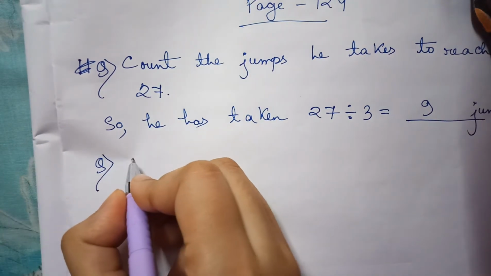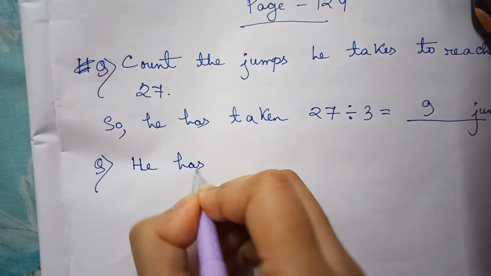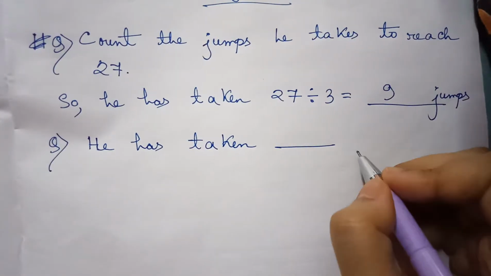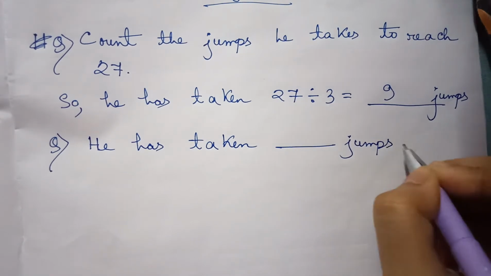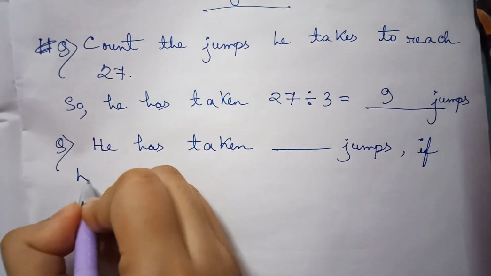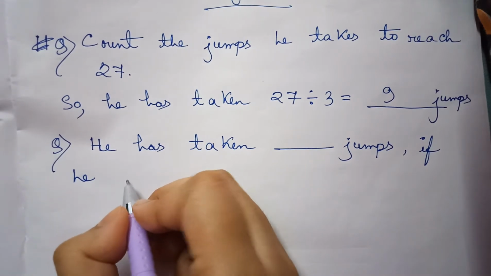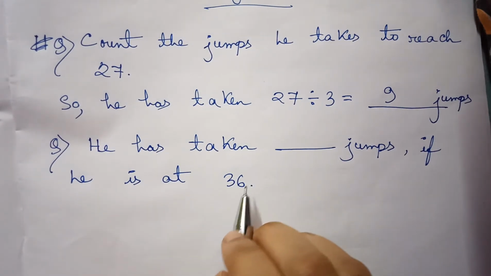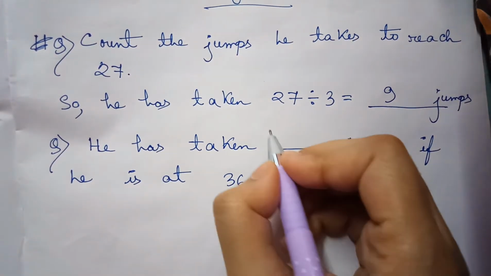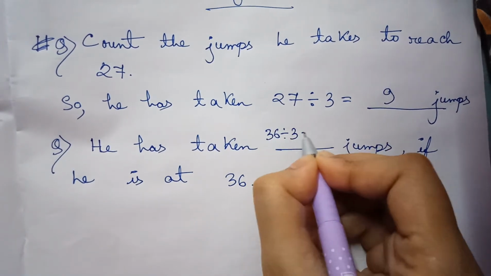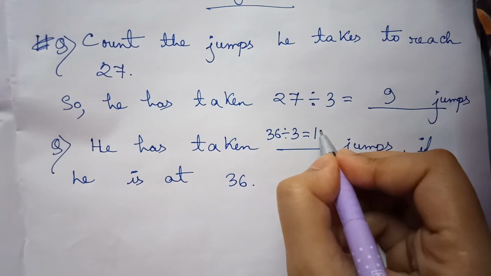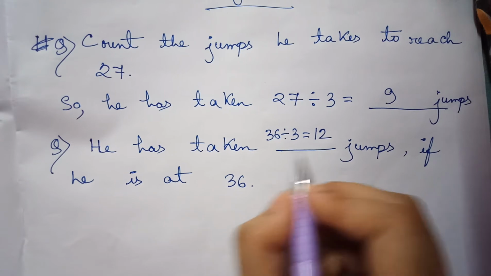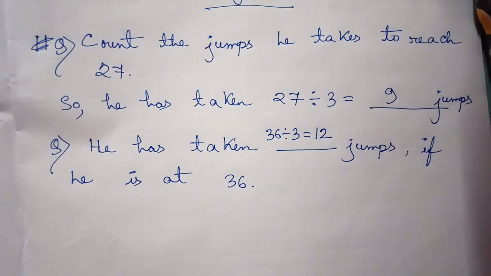So the next question is, he has taken dash jumps if he is at 36, right? What we will do here? So we will do here 36 divided by 3, right? So the answer should be 12. 3 12s are 36. We all know that. So the answer should be 12. This is your answer. Okay.